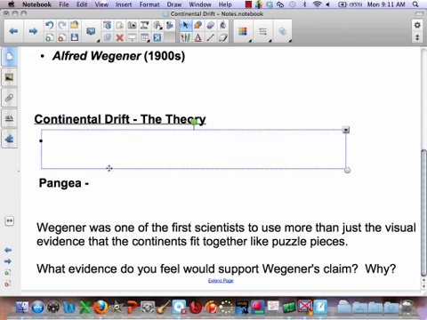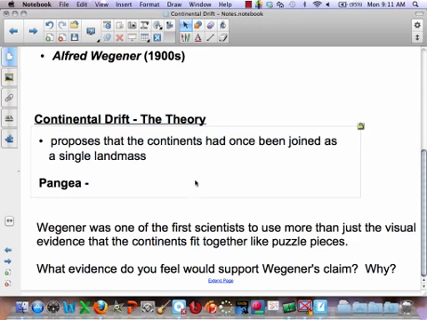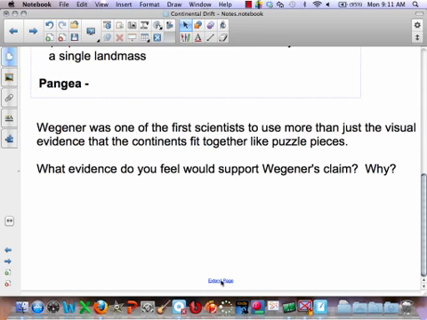So his big theory of continental drift was very simple. He proposed that at one time all of Earth's continents were one giant landmass, and he called that landmass Pangea. I'm glad you guys all know what Pangea is, although very few of you have told me what it actually was. And as we already had that discussion in class, you came up with the different things you would use to support this theory.